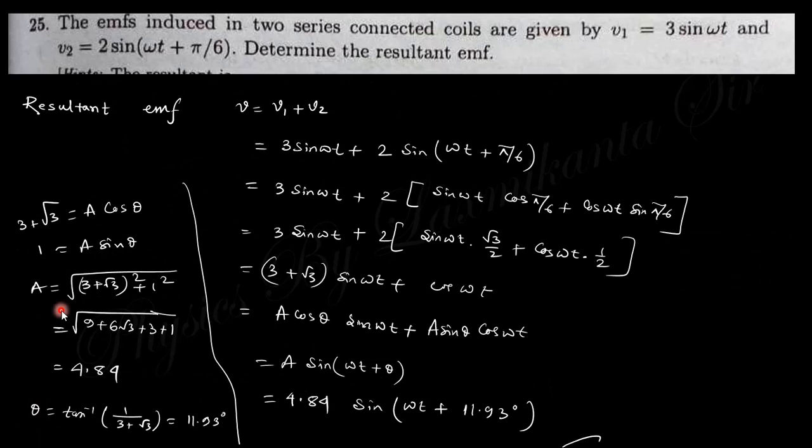The EMFs induced in two series connected coils are V1 equal to like that, V2 equal to like that. The resultant EMF is nothing but the addition of these two EMFs. So just add these two EMFs and do the trigonometric calculation, the sin A plus B formula. Then take sin as common, and take this as cos theta and this one as sin theta. So square and root, you will get A equal to like that, and the corresponding ratio gives you the theta value. Put these two values, and you will get this answer. Okay, go to the next one.